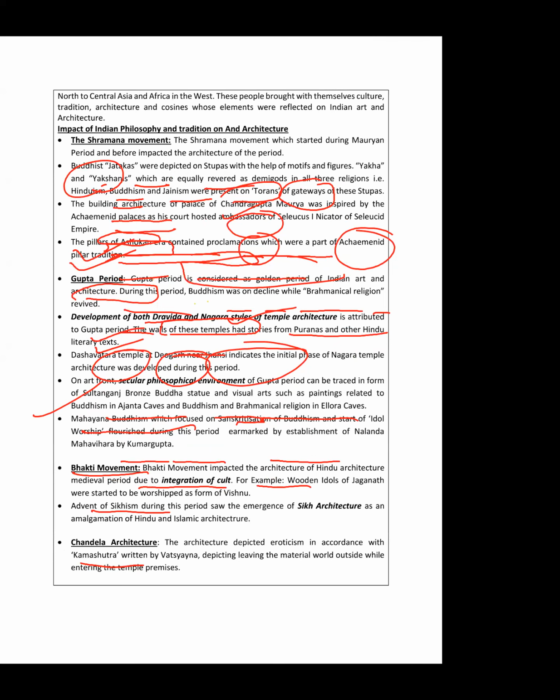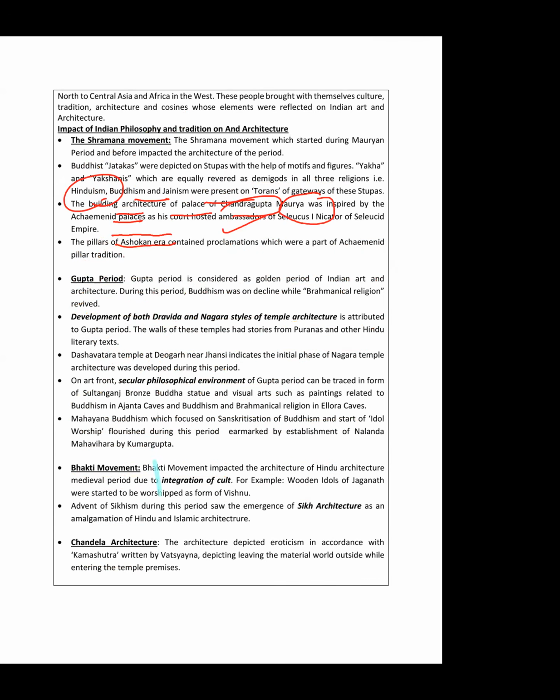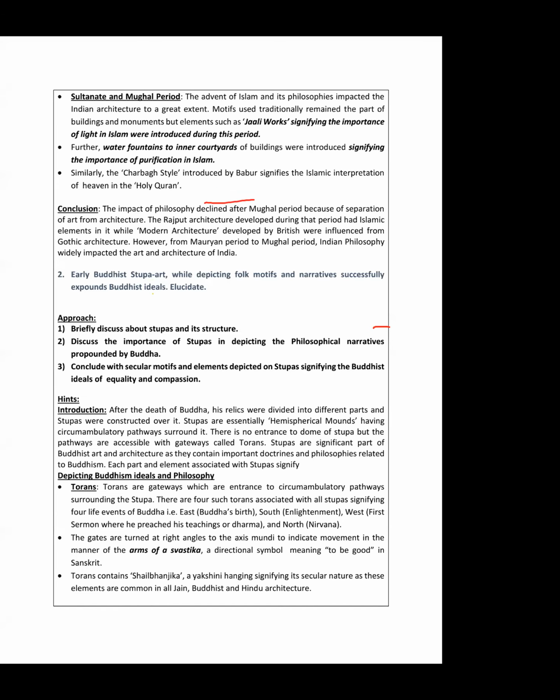So during the Shaman movement, there was some developments which talked about then the Buddhist Jataks, right? So these are all philosophies which are directing your art and architecture, right? Then the Gupta period, then the development of Dravid and Nagar architecture was attributed to the philosophy which was prevailing at that time. Then the Bhakti period, Chandela architecture, right? Then we come to the Mughal period and conclusion, right?